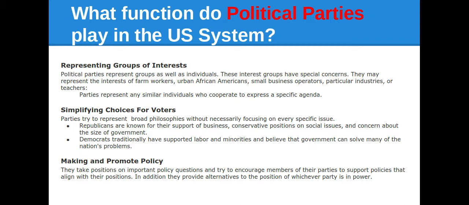They simplify choice for voters. It's easier to go into the ballot box to see an R by somebody's name for Republican or a D by somebody's name for Democrat and to know sort of what you're getting into. I would not suggest ever relying solely on seeing that D or that R, but it gives you a good starting point. You know what they stand for. You know what their values are. You know who supports them.